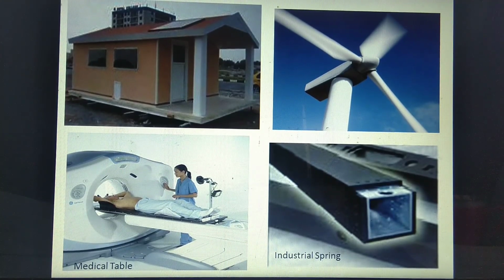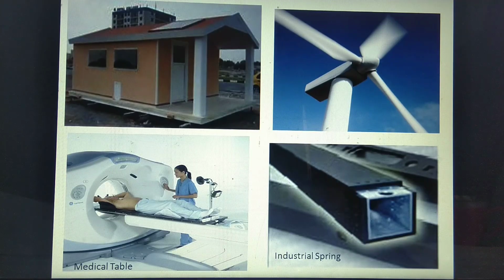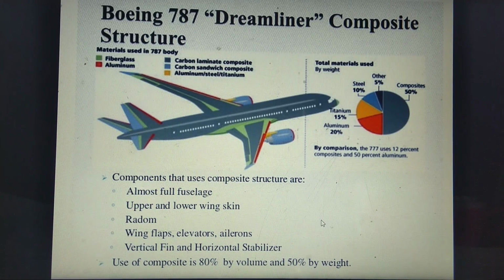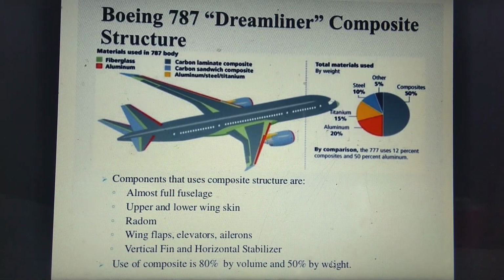In addition to these applications, the polymer matrix composites are playing a vital role in the field of marine, medical applications to act as a work table as shown in the diagram, and also in industries they are used as an industrial spring and so on. For example, the Boeing 787 Dreamliner composite structure is listed here. The components that are used as a composite structure are almost the full fuselage, upper and lower wing skin, radome, wing flaps, elevators, ailerons, vertical fin and horizontal stabilizers, all made using composite materials, where the use of composite is 80% by volume and 50% by weight.